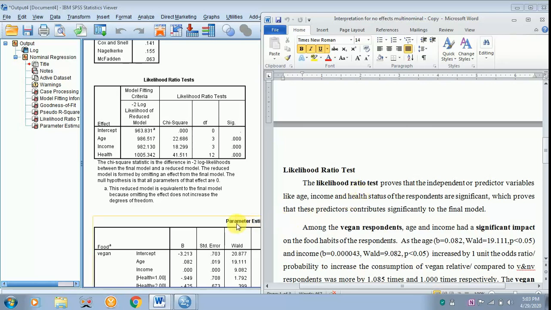Now with regard to parameter estimates, I have already copied it into a Word file to make it easy for you all to understand.